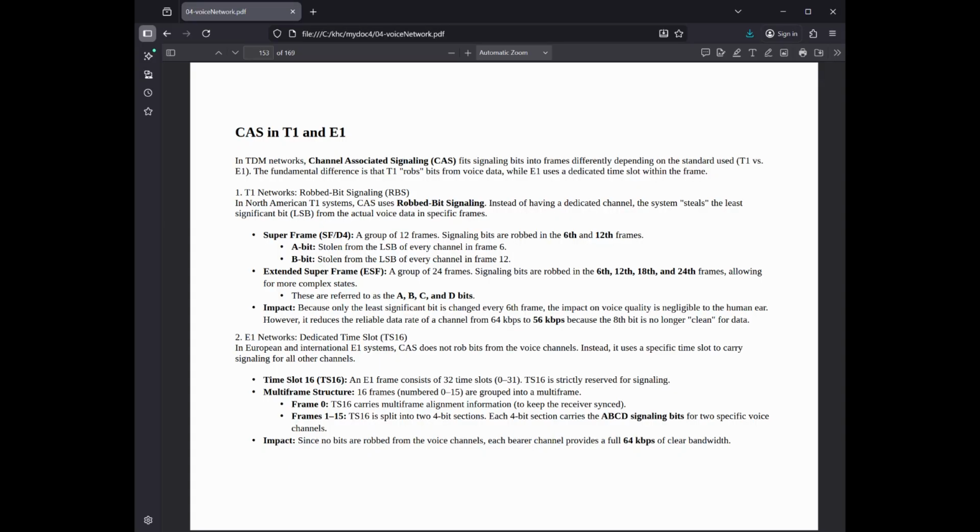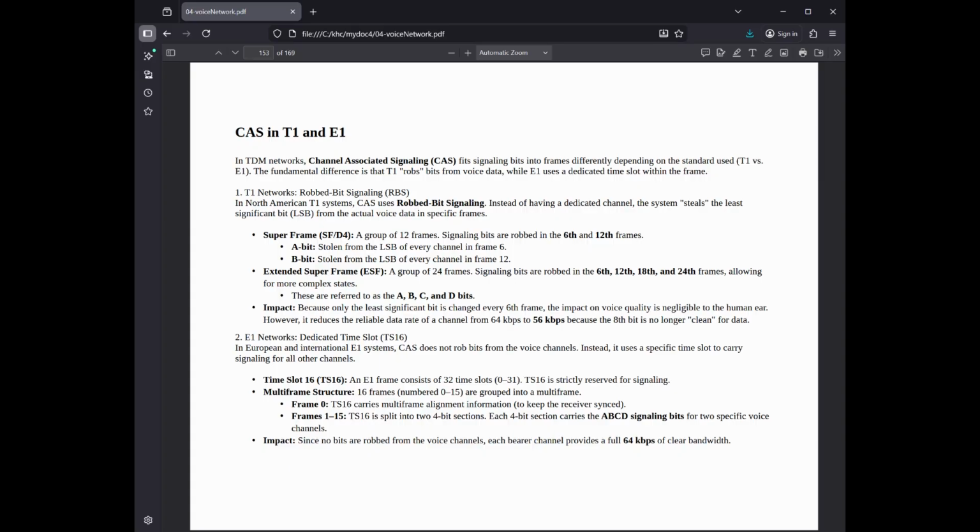Instead of having a dedicated channel, the system steals the least significant bit, LSB, from the actual voice data in specific frames. Superframe, SF/D4, a group of 12 frames: signaling bits are robbed in the 6th and 12th frames. A bit, stolen from the LSB of every channel in frame 6. B bit, stolen from the LSB of every channel in frame 12. Extended superframe, ESF, a group of 24 frames: signaling bits are robbed in the 6th, 12th, 18th, and 24th frames, allowing for more complex states.